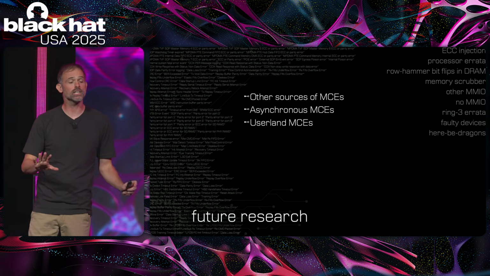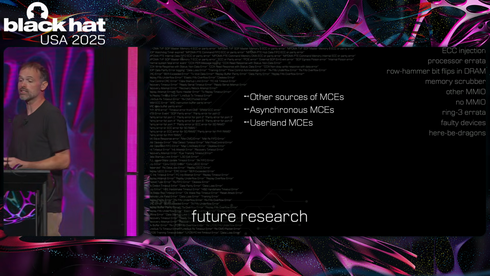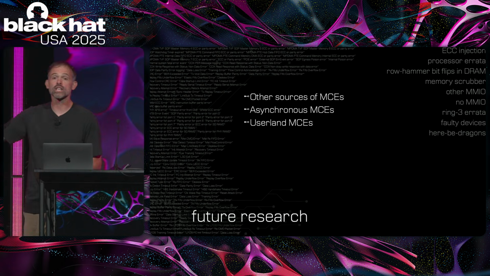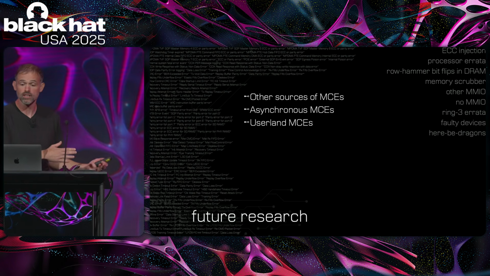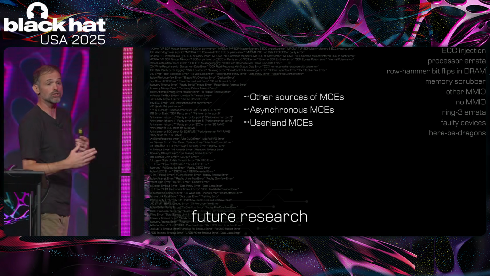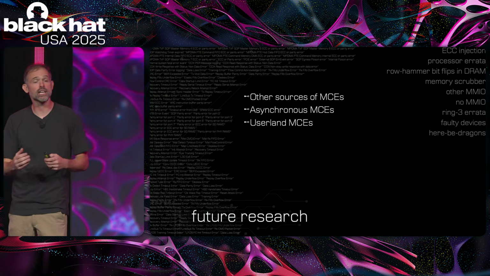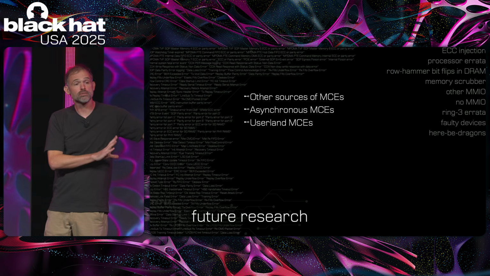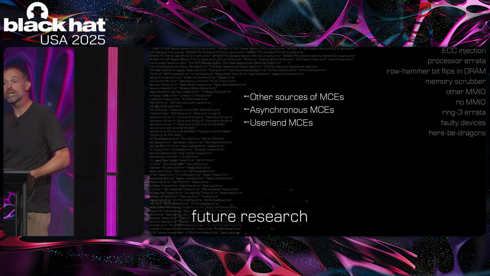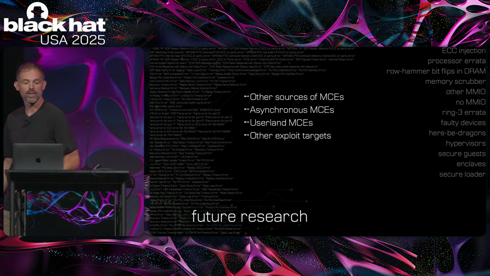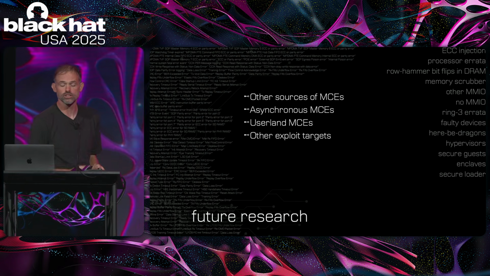The holy grail here would be getting machine checks from user land. So maybe we could look at different Ring 3 processor errata that could cause machine checks, or faulty devices that we can access from user land. And the cool part would be if you can figure out how to get machine checks from user land, then all of those vulnerabilities I talked about at the beginning get opened back up again, because machine checks can break through the defenses that those are using right now. We could look at other exploit targets like hypervisors or secure guests or enclaves or secure loaders.